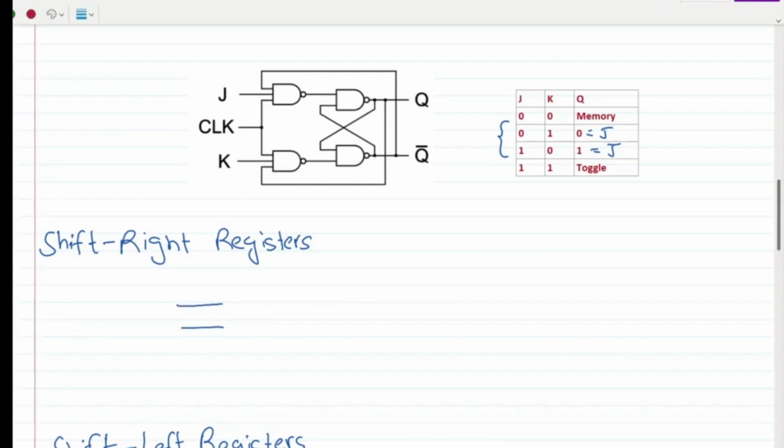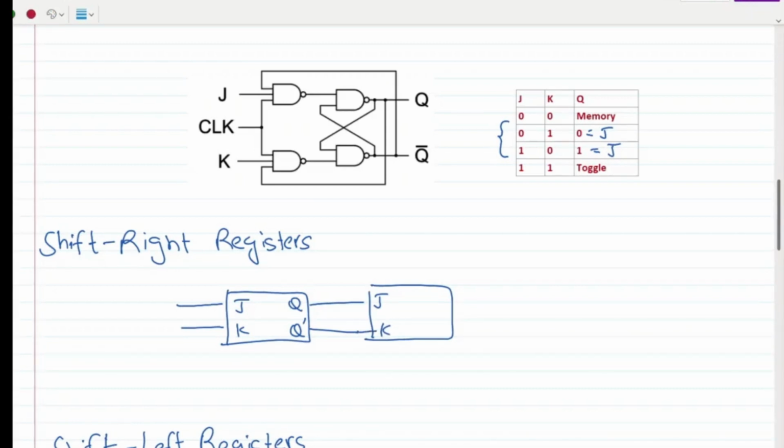So, if I were to draw JK flip-flops here, and connect them in series along with a clock, you can see how this can be used to store the memory.